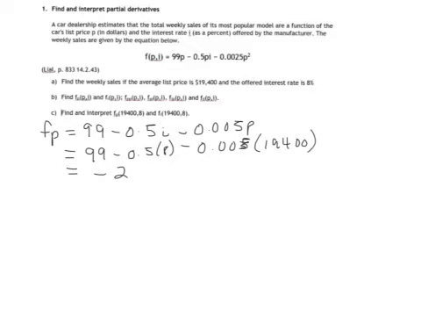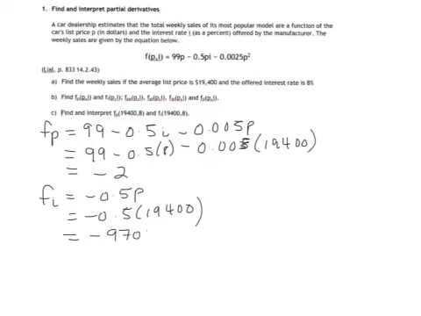Okay, and let's look at f sub I with those same values. And f sub I was just negative 0.5p. So negative 0.5 times 19,400 is going to give you negative 9,700 or 9,700.